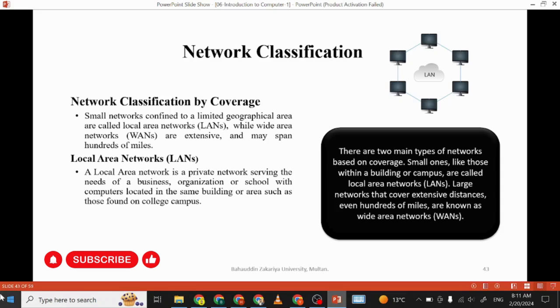There are two main types of networks based on coverage. Small ones, like those within a building or campus, are called local area networks. Large networks that cover extensive distances, even hundreds of miles, are known as wide area networks.